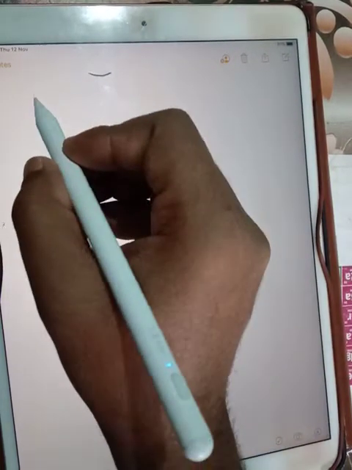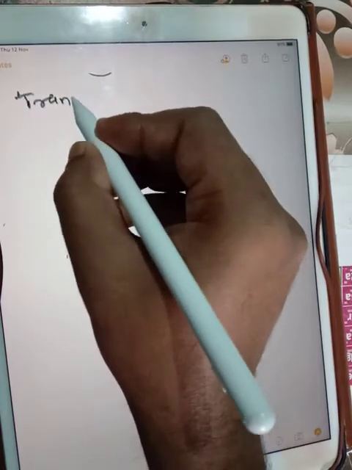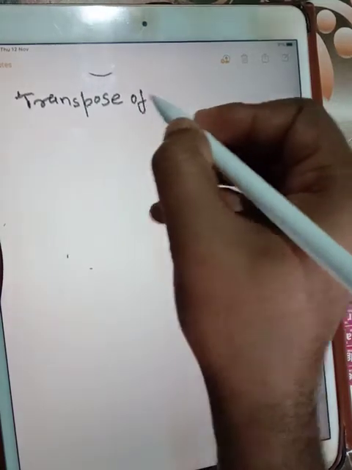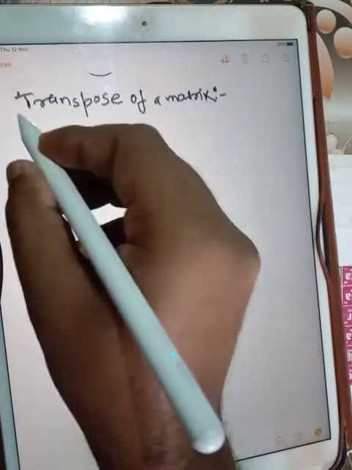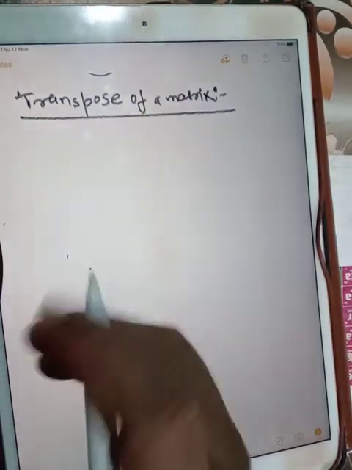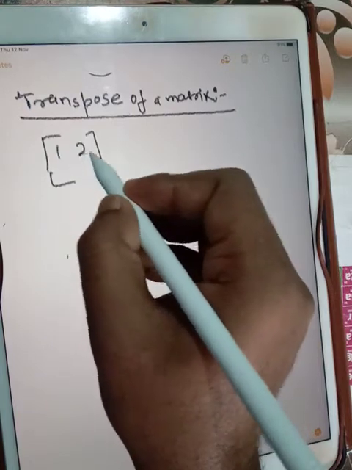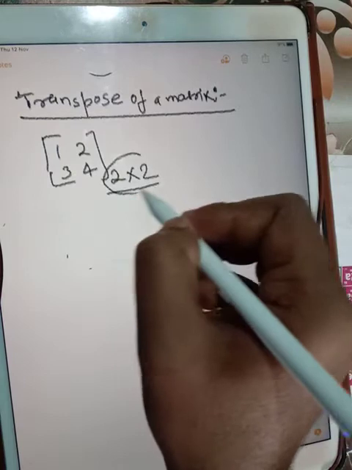First of all, transpose of a matrix. What is transpose of a matrix? Let's see, you have given a matrix like 1 2 3 4. Okay, this is a 2 by 2 matrix. Order is 2 by 2.